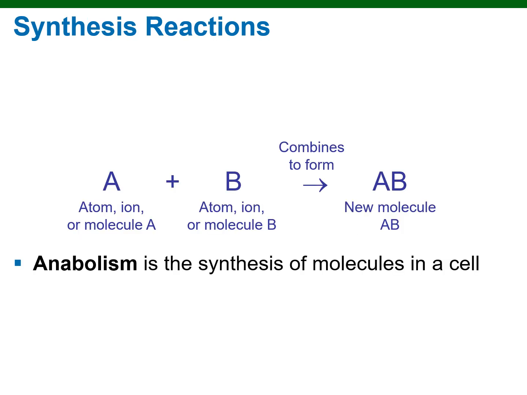One fundamental type of chemical reaction is what are called synthesis reactions, and in this case, we can see molecule or atom or ion A combining with B, forming a bond to become this final product here, AB. So let's take note of this. In a synthesis reaction, bonds form, right? A bond forms.